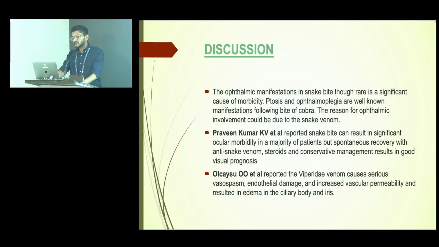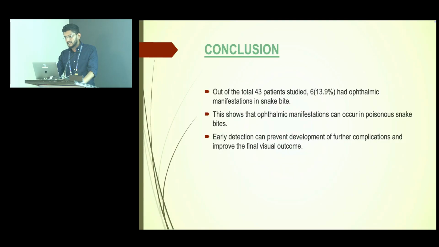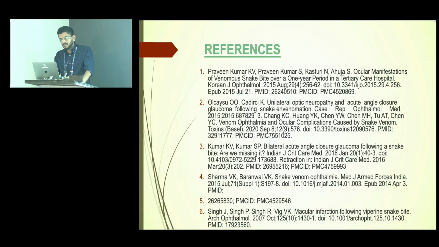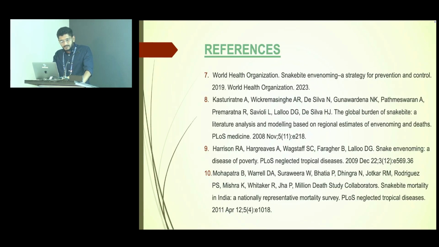Okaisu et al. reported that Viperidae venom causes serious vasospasm, endothelial damage, and increased vascular permeability, resulting in edema in the ciliary body and the iris. Conclusion: out of the total of 43 patients studied, 6 had ophthalmic manifestations in snakebite. This shows that ophthalmic manifestations can occur in poisonous snakebite. Early detection can prevent development of further complications and improve the final visual outcome. These two are my references.